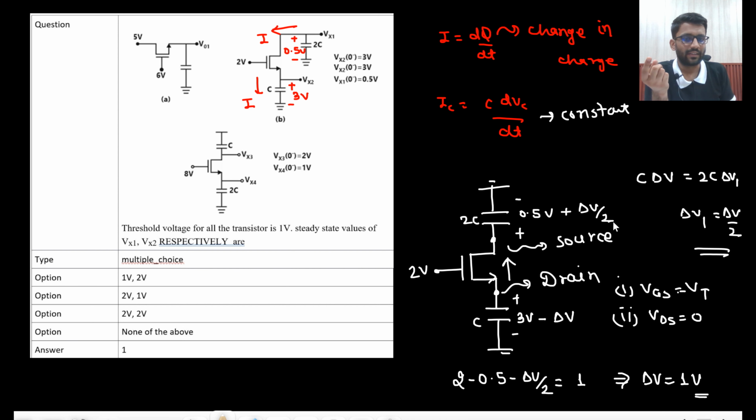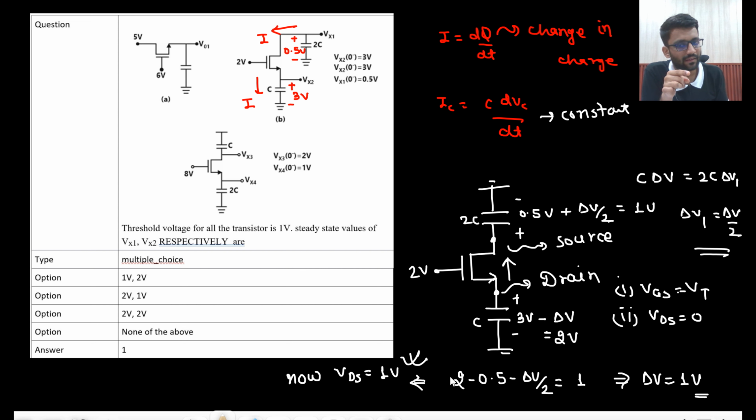What does that mean? If delta V is 1 volt, that means this will charge to 1 volt, because 1 by 2 is 0.5, 0.5 plus 0.5 is 1, and this will be at 2 volt. So this will charge to 1 volt and this will be at 2 volt. This is the steady state, right? Because here VDS is 1 volt. In this condition VDS is 1 volt, and that is acceptable, right?